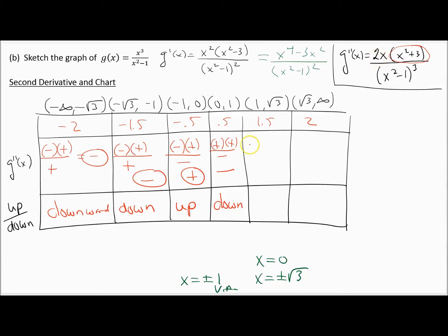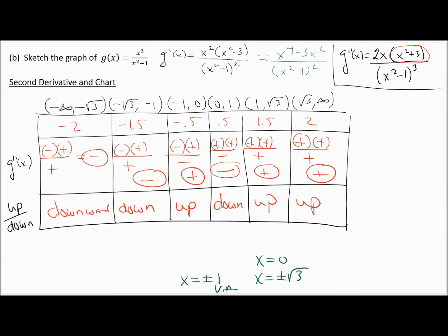1.5 plugged in times 2 is positive. The circled part is always positive. 1.5 squared is 2.25 minus 1 is positive. To the third is positive. So overall, that result is positive, which means we're back to concave upward. Finally, I plug in 2 times 2 is 4, which is positive. 2 squared plus 3 is positive. And 2 squared minus 1 to the third is positive. That's just a big old positive, so I'm concave upward.